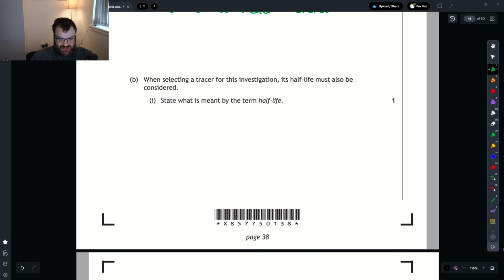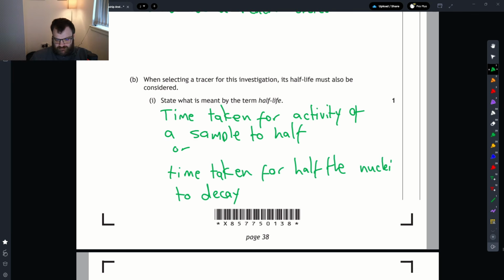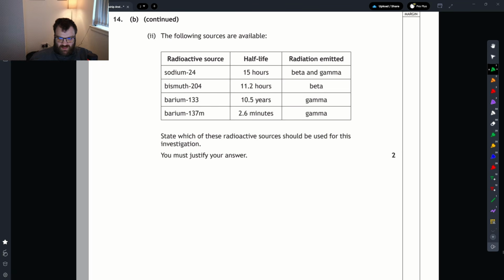Next one is what's the half-life? There's two ways we can talk about it. I prefer the one about activity. It's the time taken for the activity to half. Or you can talk about it's the time taken for half of the nuclei to decay.